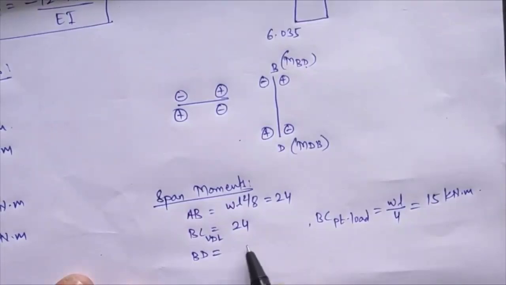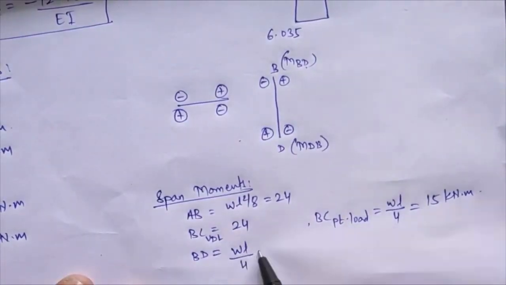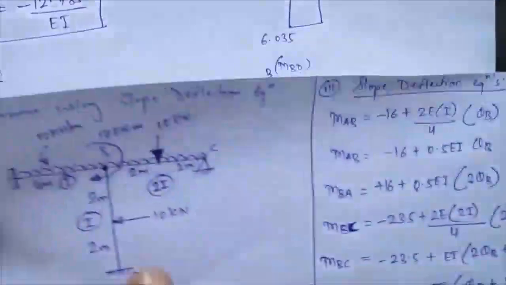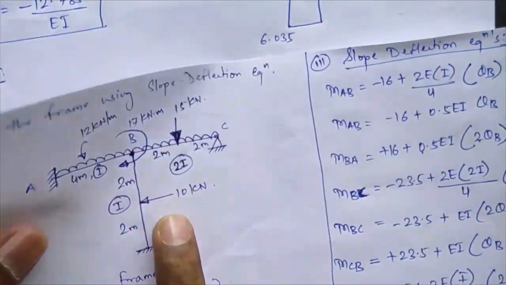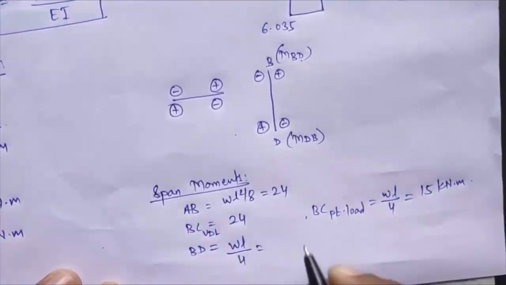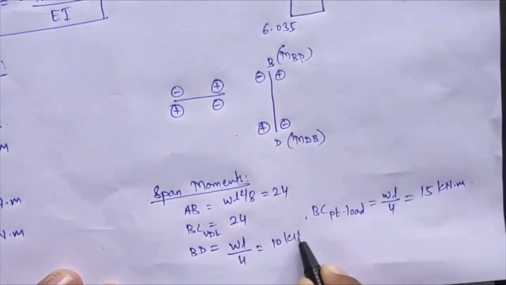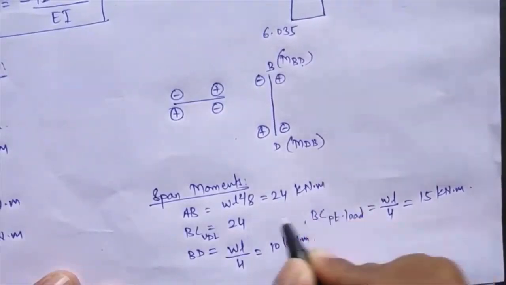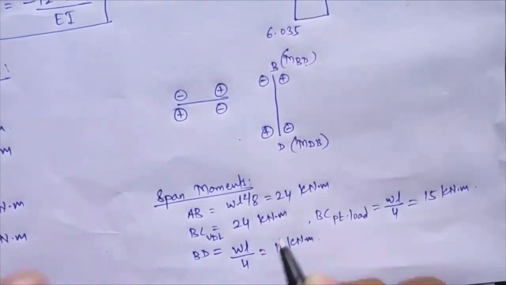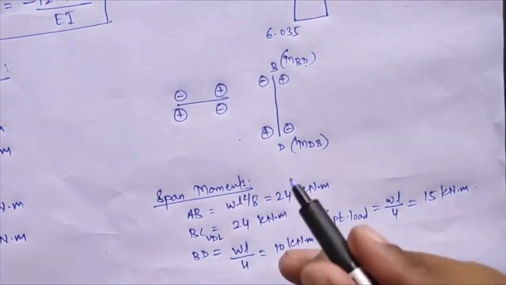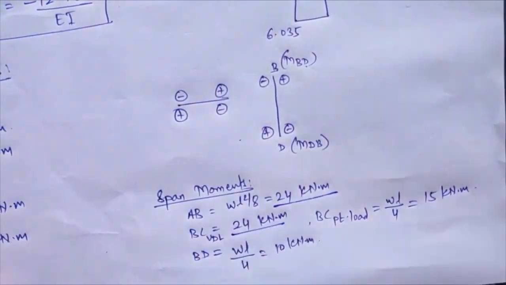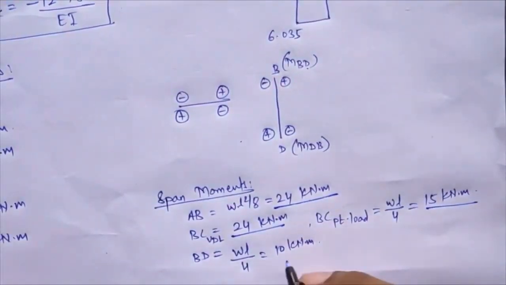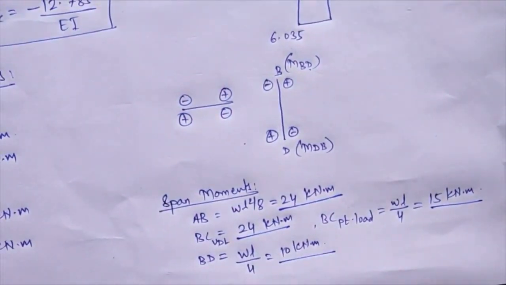And same for span BD, again WL by 4. Here loading is getting changed, that is in span BD your load is 10 over there. So 10 into 4 divided by 4, again I'll get as 10 kilonewton meter. So this will be my span moments over there. Okay, that is AB I am getting as 24, BC I am getting as 24, here 15, and here I am getting as 10 over there. Now these moments I have to plot in my bending moment diagram over there.